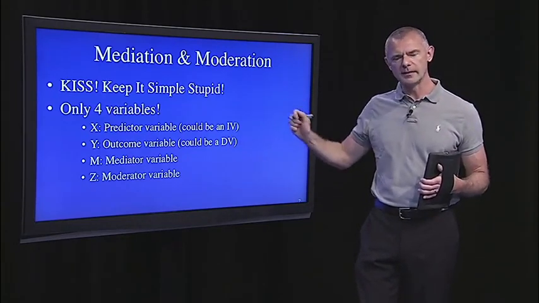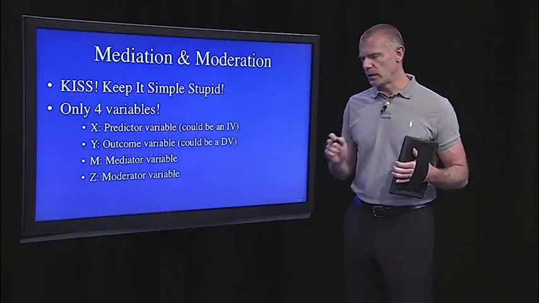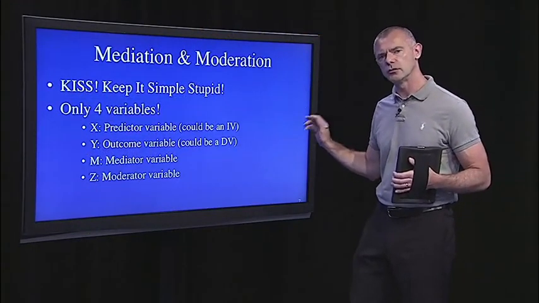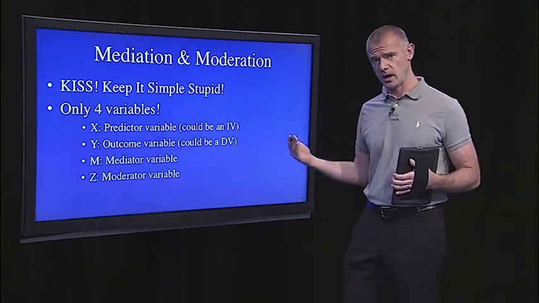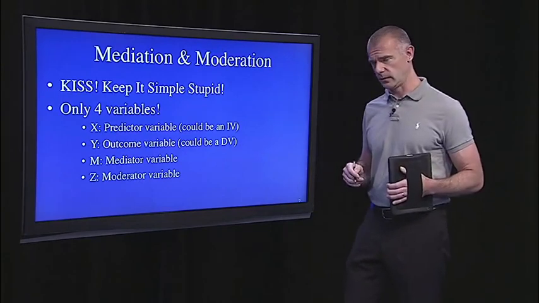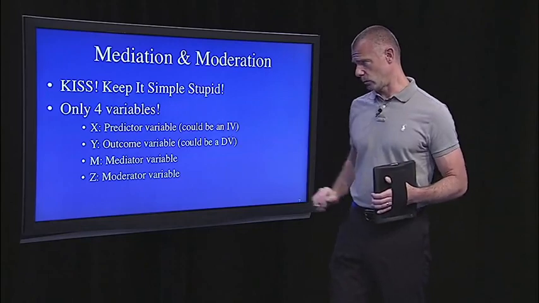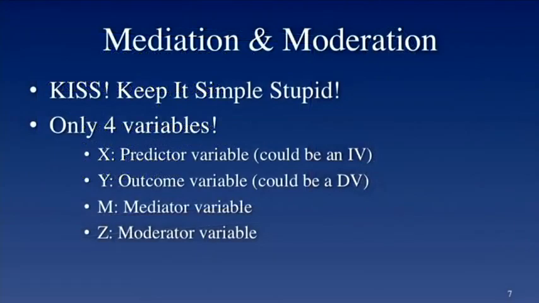I'll use X and Y as I have been for the predictor and outcome respectively. In the example I'm showing in this segment, I'm just going to use predictor and outcome, but keep in mind that X could be an independent variable in the true sense, where we could have a randomized experiment and do mediation analysis on that. And we'll do that in the lecture where I demonstrate mediation in R. But for now, we'll just keep them as predictor and outcome. I'll use M for the mediator and Z for the moderator variable.